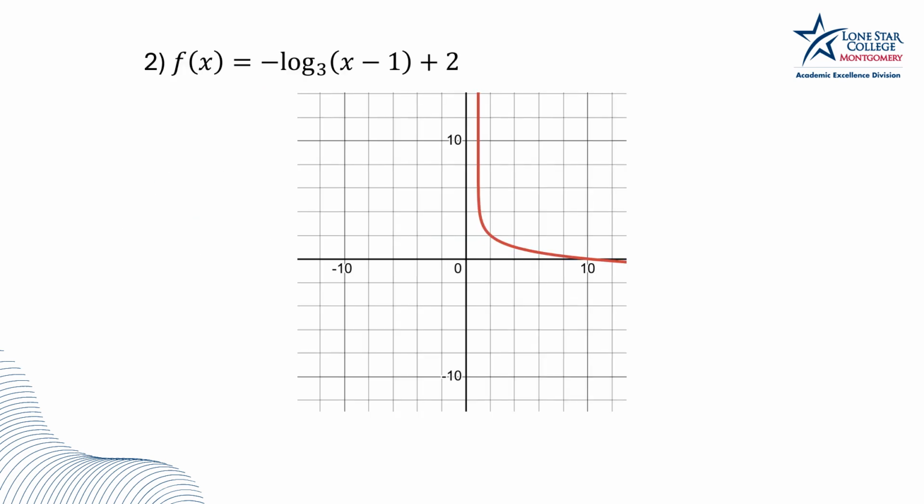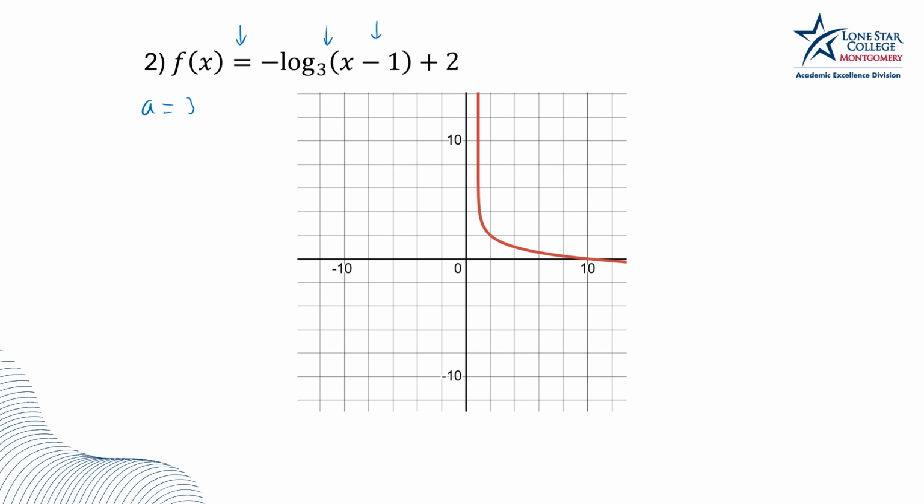Another example, we have f of x equals negative log base 3 of x minus 1, plus 2. First thing we need to do is identify the base of our log. The base of the log would be 3. A is equal to 3, which means that it's going to come from the bottom and move up to the right. However, let's look at our transformations here. We have a negative in front of the log, a negative 1 on the inside of the log, and a plus 2 on the outside of our log.